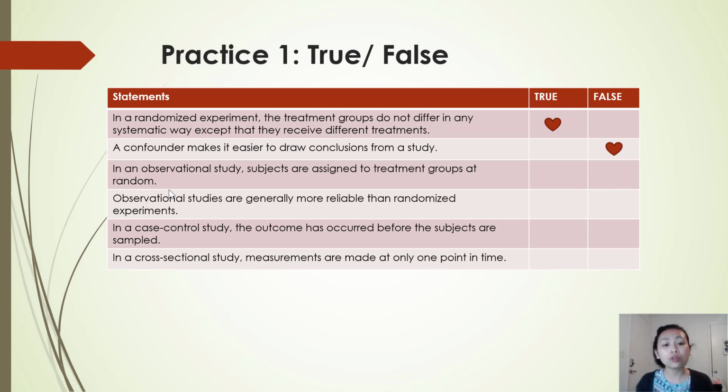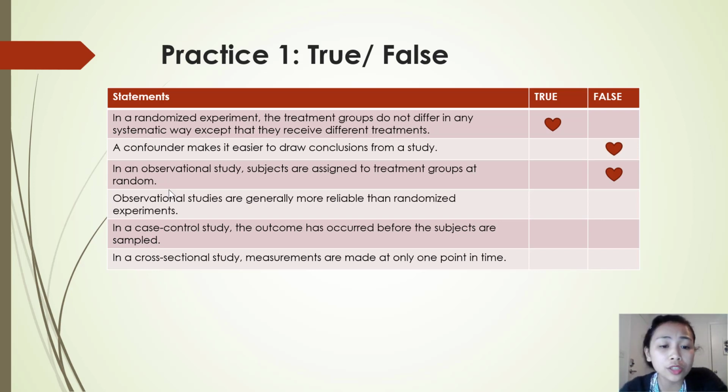Next, in an observational study, subjects are assigned to treatment groups at random. So this is wrong, because in an observational study the subjects will be free to choose the treatment, not be assigned the treatment. So this is false. Remember the difference between observational studies and randomized experiments. In observational studies, the individuals will decide the treatment, not be assigned the treatment. So this is completely false.